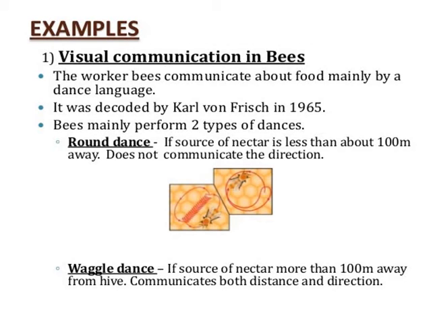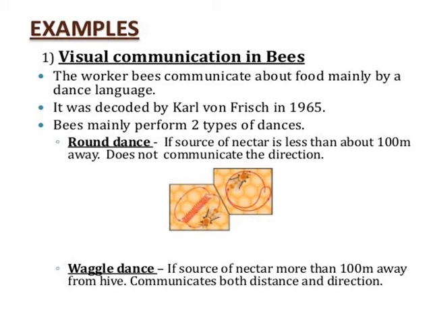More examples of communications. Here we see visual communication in bees. The worker bees communicate about food source mainly by a dance language. It was decoded by Karl von Frisch in 1965. Bees mainly perform two types of dances, round dance and waggle dance. If the source of nectar is less than 100 meters away, then the round dance is shown by the bees to give message to other bees for collection of the nectar.